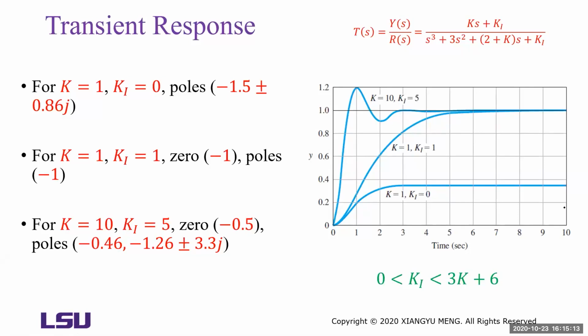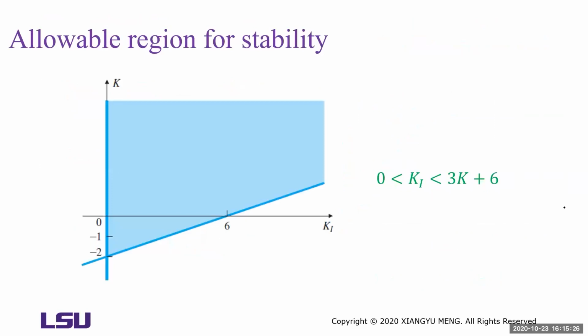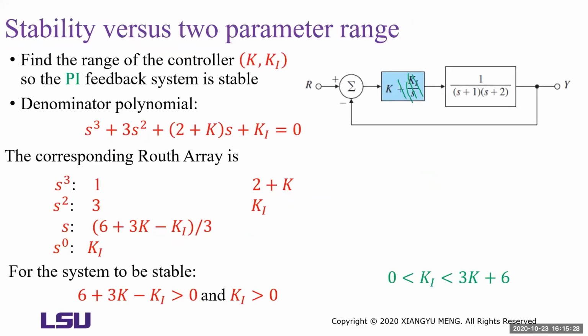Any questions? So these are the types of questions you will need to do in your midterm exam or final exams. I give you a block diagram like this. Then you need to calculate the transfer function, more exactly the denominator of the transfer function. Then you can use the Routh array to find the range of K or Ki to make the closed loop system stable.